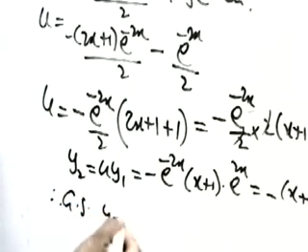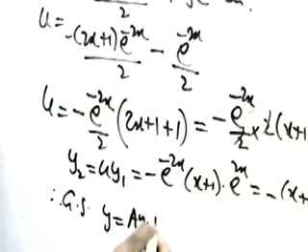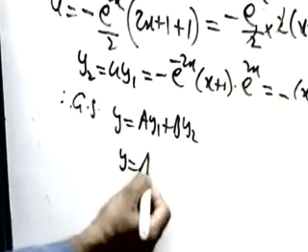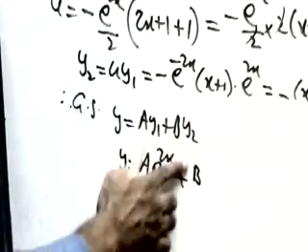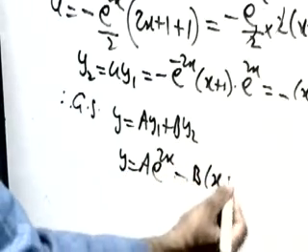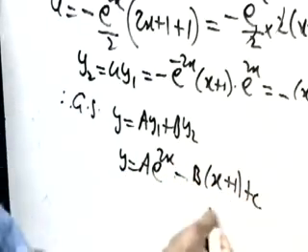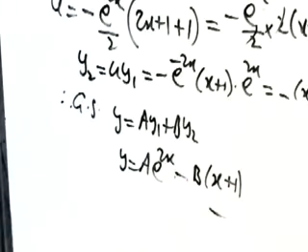Therefore the general solution is y equals a into y1 plus b into y2. Y equals a into y1, the given solution e power 2x, plus b into y2, we got this as minus of x plus 1, plus c. So this is the solution. We have done a few questions based on reduction of order. In the next class, inshallah, we are going to see some other functions, inshallah.